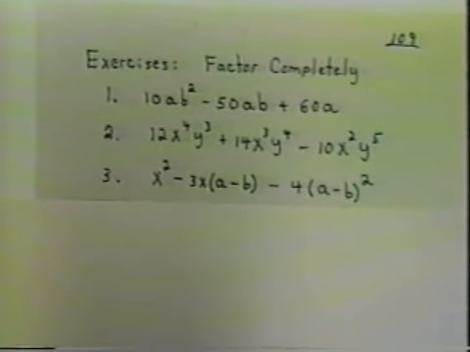The third one, x squared minus 3x times the quantity a minus b minus 4 times the quantity a minus b squared. A hint on the third one, let u equal a minus b. When you have finished copying the problems, stop the tape, and then restart the tape to check your answers.